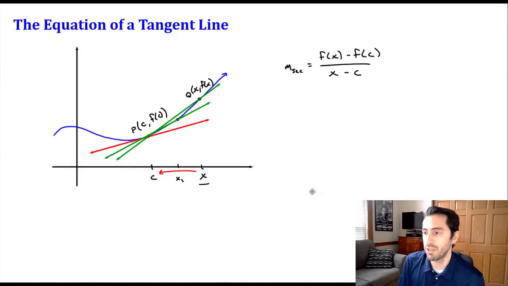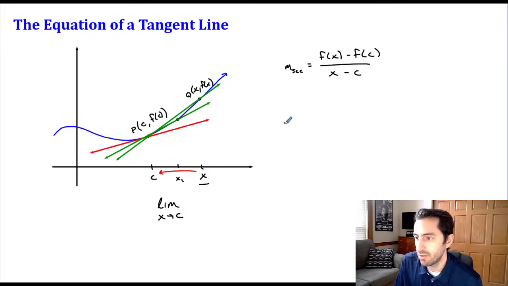So going back to our picture here, what we want is I want to take this value of x and I want to move it closer to c. Another way I can say that is the limit as x approaches c. So to find the slope of our tangent line, instead of just our slope formula, now we're going to be looking at the limit as x approaches c of that slope formula.